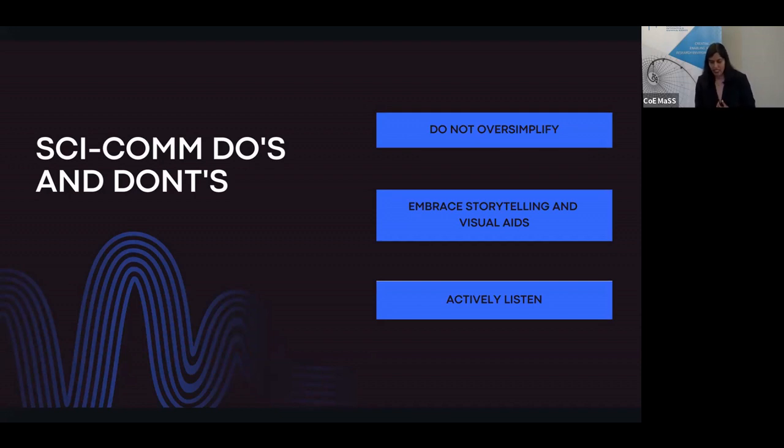Now, some of the things that I've learned is to not oversimplify. You need to be transparent about what you're doing, but you need to ensure that you do not, what could I say, dilute the facts. It's about ensuring that the facts are communicated effectively and that you do not sensationalize them. Again, embracing storytelling was one of the things that I've learned, as well as visual aids.